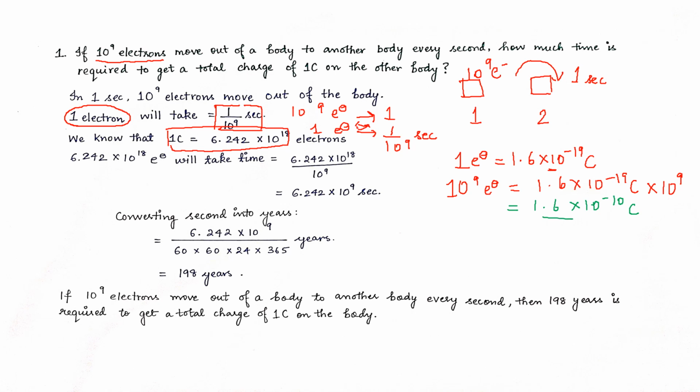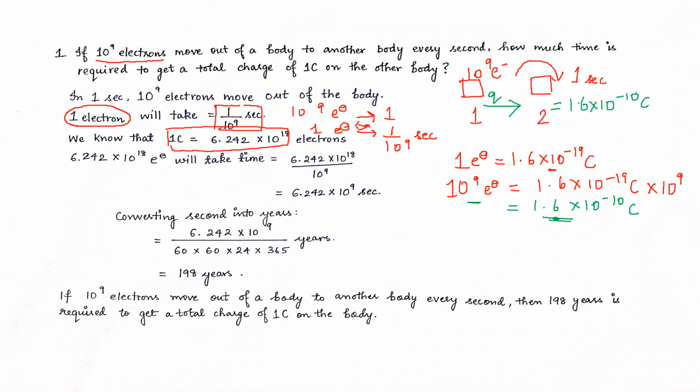This is the amount of charge that will be carried from body 1 to 2 in 1 second. What is the amount of charge? That is 1.6 into 10 to the power minus 10 coulombs. Now this is the charge for these many electrons.